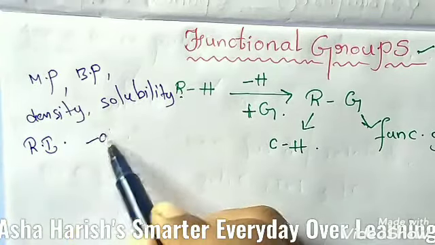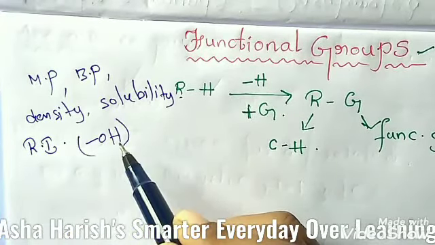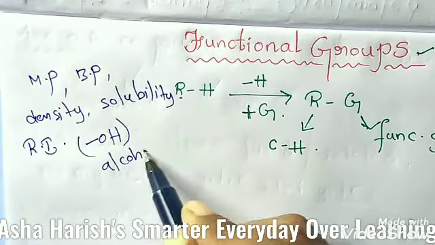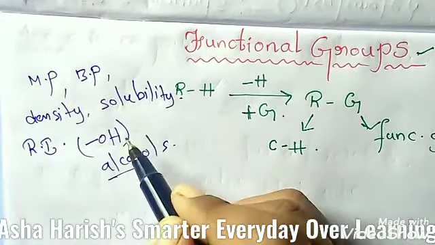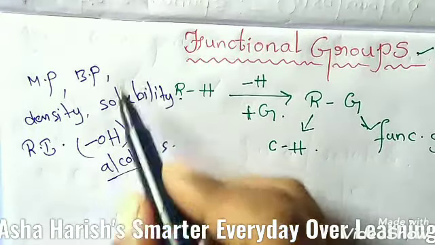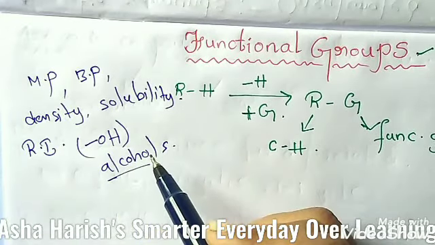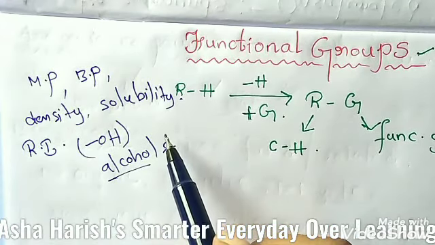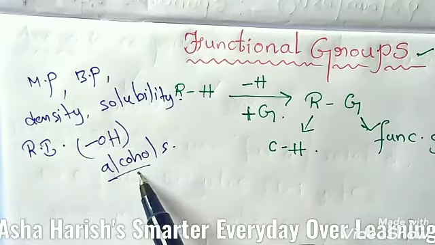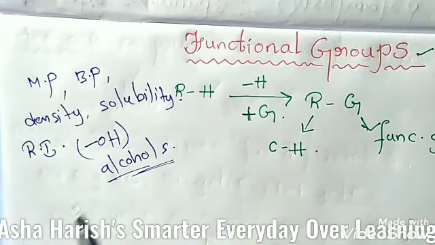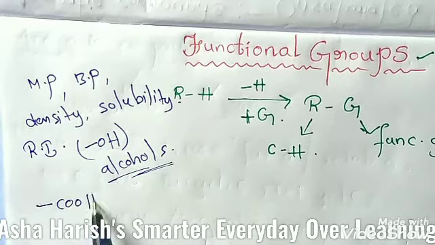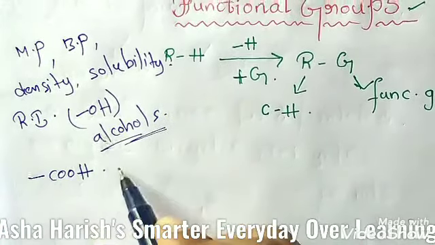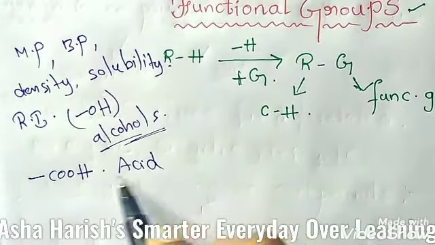For example, the hydroxyl group, that is OH, is the functional group of alcohols. Since in almost all the chemical reactions of alcohols, it is the OH group that undergoes a change while the rest of the molecule remains unchanged. In a similar way, COOH is the functional group of carboxylic acids.